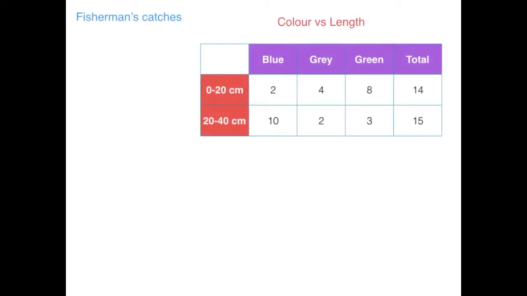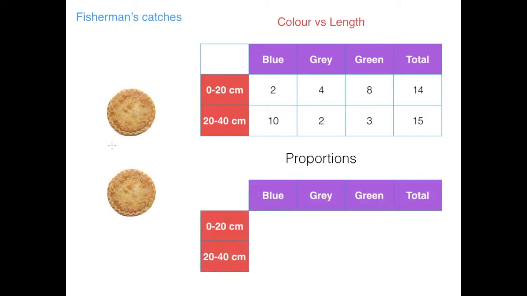Let's say a fisherman recorded the colour and length of all the fish he caught. The fish were either blue, green or grey, and their length was either between 0 and 20 centimetres or 20 and 40 centimetres. This time we're going to find the row totals and then what portion of the length categories each colour was.